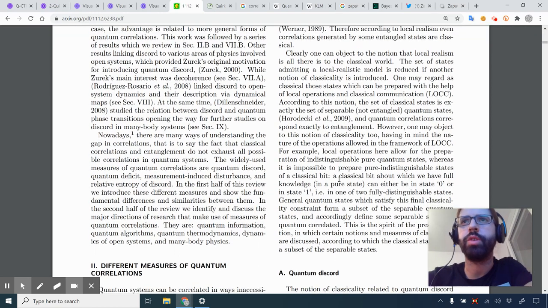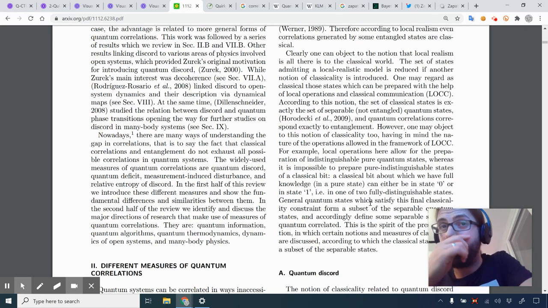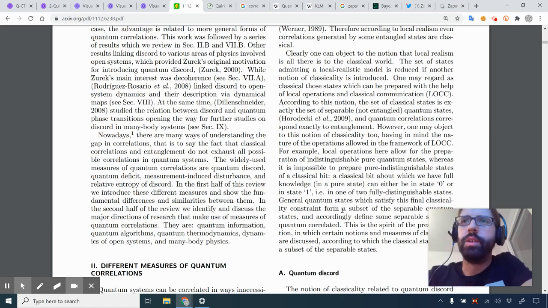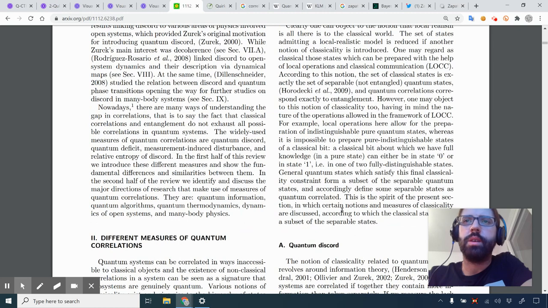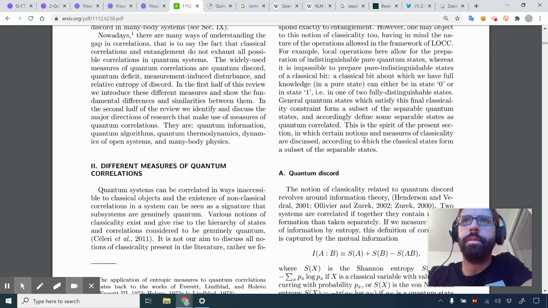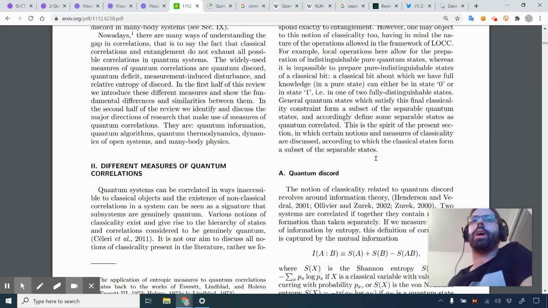For example, local operations here allow for the preparation of indistinguishable pure quantum states, whereas it is impossible to prepare pure indistinguishable states of a classical bit. A classical bit about which we have full knowledge, in a pure state, can either be in state zero or state one, and one of two fully distinguishable states. This is the spirit of the present section, in which certain notions and measures of classicality are discussed.